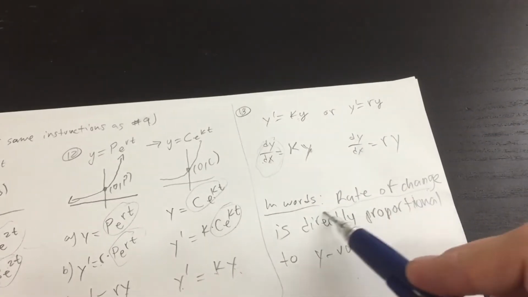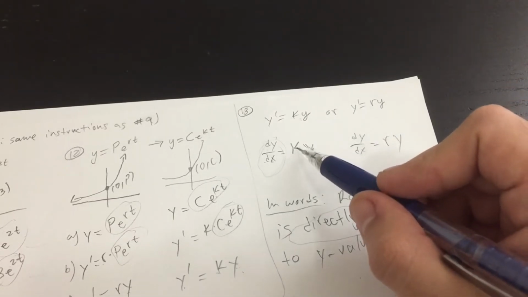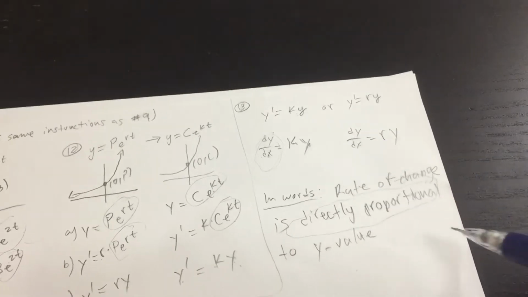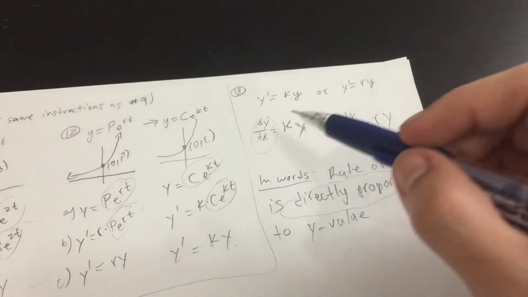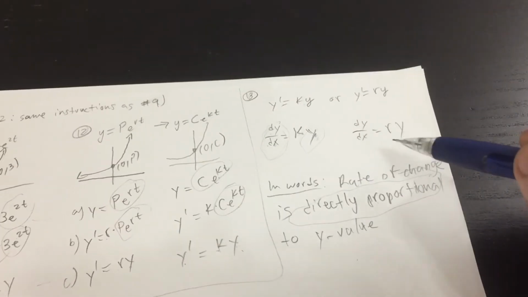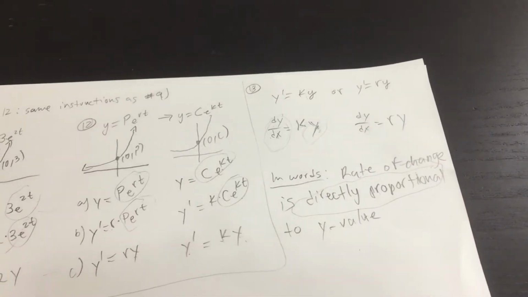And this phrase right here, directly proportional, what that implies is that the y value is being multiplied by some constant k, or the y value is being multiplied by some constant r. That's what directly proportional implies. In a word problem, you're going to see directly proportional to a population. The y value will stand for a population, or it could be directly proportional to the amount of money, if y stands for the amount of money.